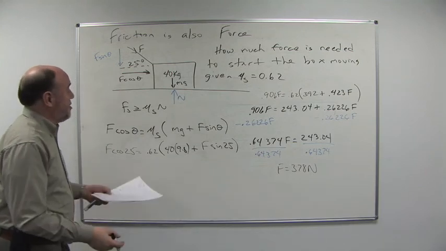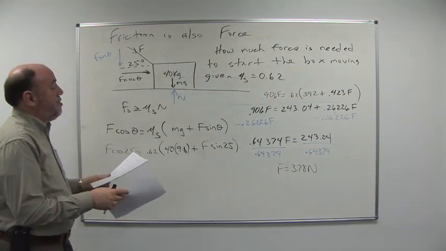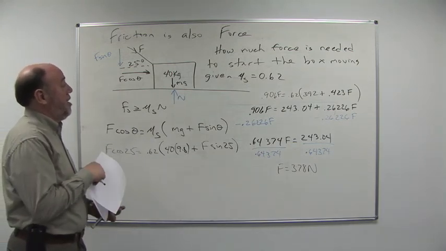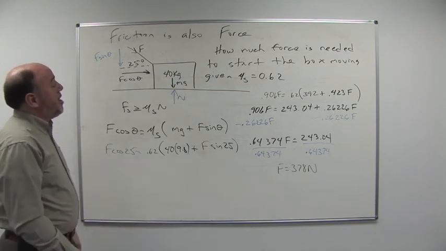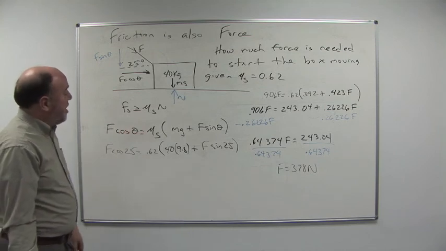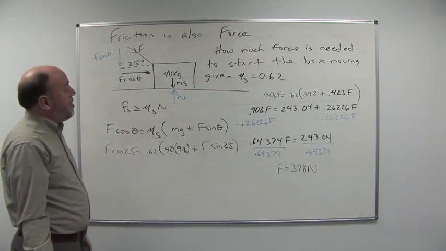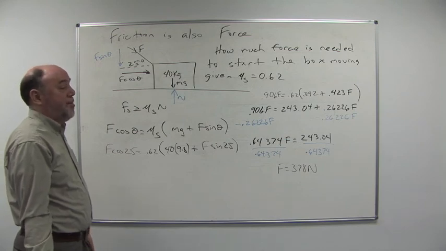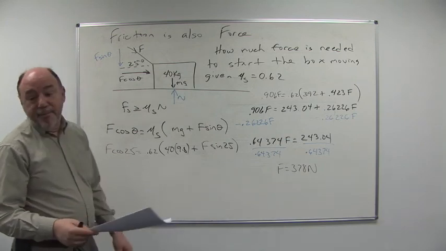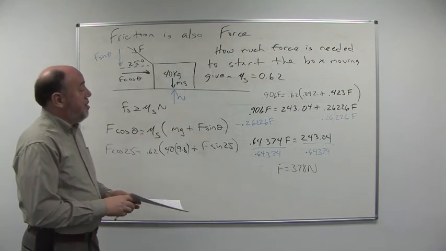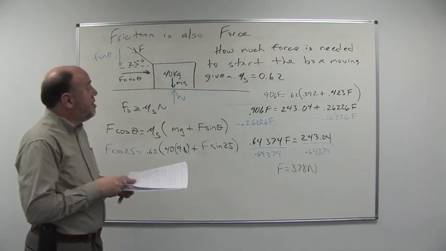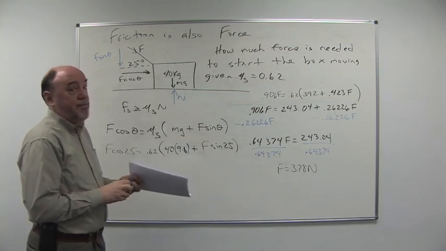So really if I want to get this going, I have to beat that number and then it moves. Okay? And then if I knew what mu sub k is, I could go through this whole thing again. All I have to do is switch this number out and we could get how much force would be needed to keep it moving, given we know a mu sub k value. And with that, that will wrap up the discussion from Chapter 4 and Newton's laws of motion. Thank you.